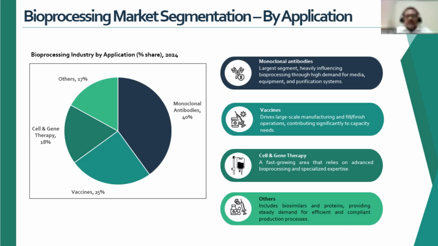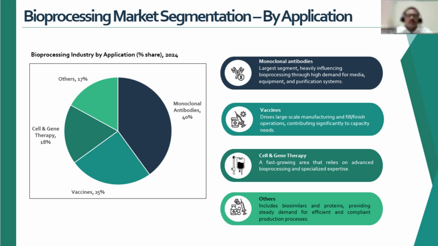If you try to understand the market in terms of the end product produced using the bioprocessing workflow, monoclonal antibodies constitute 40%, followed by vaccines because of large scale manufacturing. Cell and gene therapy continues to grow and occupies a significant share of around 18 to 20%, whereas others, including other recombinant proteins and fusion proteins, constitute less than 20% of the market.